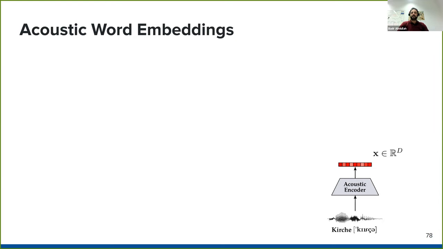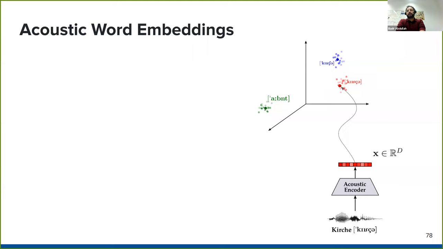This acoustic encoder is trained in such a way that it should project the word into an embedding space where spoken segments of the same word type are grouped together in this representational space. Here all the red points correspond to the same word, while the green points and the blue points correspond to other words. And of course it would also be ideal that the distance in this representational space could correlate with the perceptual distance or with the word phonological distance.